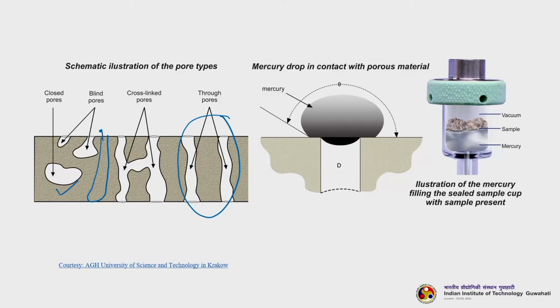So, this is the mercury contact angle with the porous material, and this is how it actually happens. There is a vacuum, the sample is held here and mercury is here, and when we are pressurizing it, mercury is getting inside the sample.